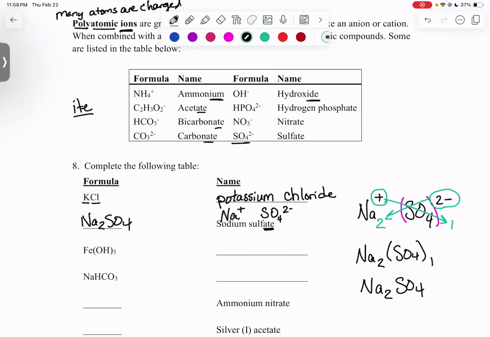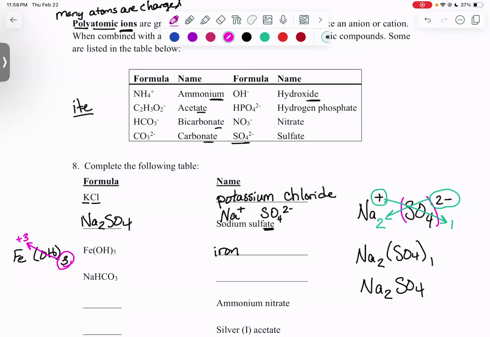All right, the next one. We have iron, and then we have to think about the charge on this. I'm not sure what the charge is on iron, but I know that I have an OH with a 3 on the outside. So we're going to do the reverse crossover and see if it works.